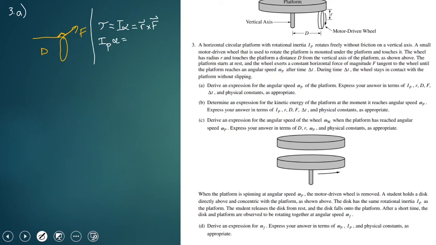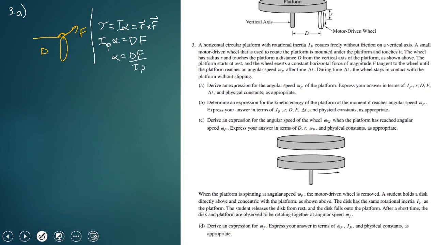We know that the magnitude of the torque, when you have a cross product, is going to be the magnitude of R times the magnitude of F times sine theta. Theta in this case is going to be 90 degrees. And so because it's 90 degrees, sine of theta is going to be 1. And so we just have RF, right? The magnitude of R times the magnitude of F. Now the magnitude of R is d, the magnitude of F is F. And so what we get is that alpha is equal to dF over I sub p, right?